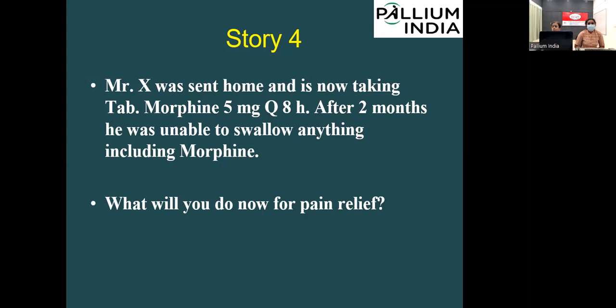He had a cancer in the oropharyngeal region, right? After 2 months, he was unable to swallow anything. He stopped eating and drinking, including morphine. Now what will you do? He's at home, not in a hospital. I know that you will be right away thinking about intravenous. What will you do?